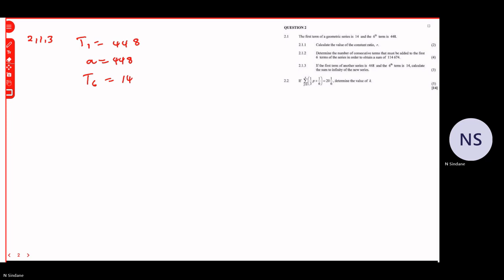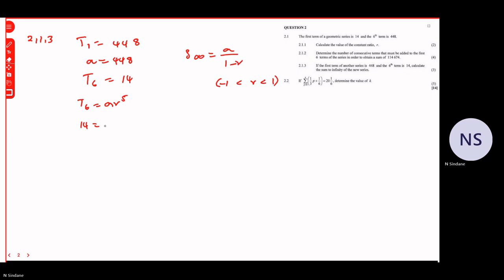So the first thing, I know the formula for sum to infinity. This is equal to A over 1 minus R. But remember, it has a condition. It works only in this condition, right? When R is in between minus 1 and 1. So in this case, I already know that T6 is represented by AR to the power 5, which is what I showed you in the previous slide. And now, T6 is represented by 14, so I'll say 14 is equal to, what am I doing? I'm looking for the value of R. I already know the value of A is 448, but I don't know the value of R.